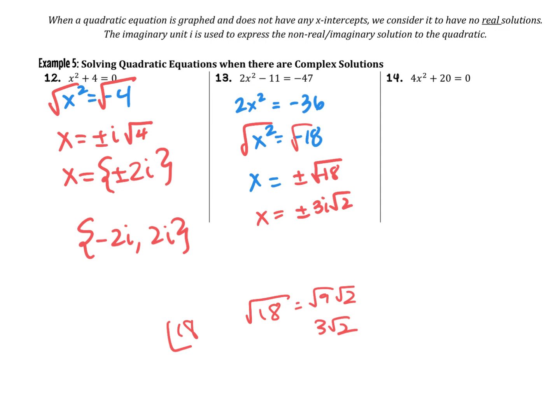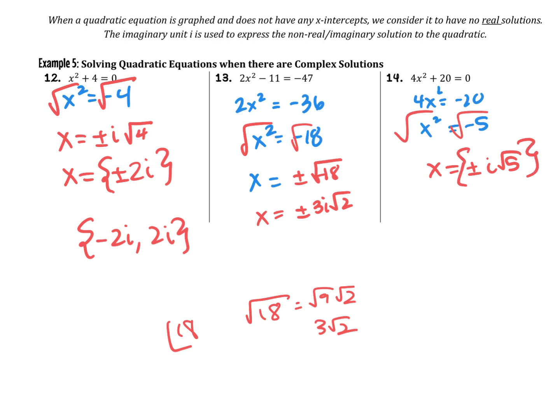And then last but not least, number 14, I'm going to subtract 20 on both sides. I'm going to divide by 4. And then I'm going to square root. x is going to equal plus or minus i root 5. And then 5 is prime. It doesn't simplify at all. So this is going to be my final answer here.